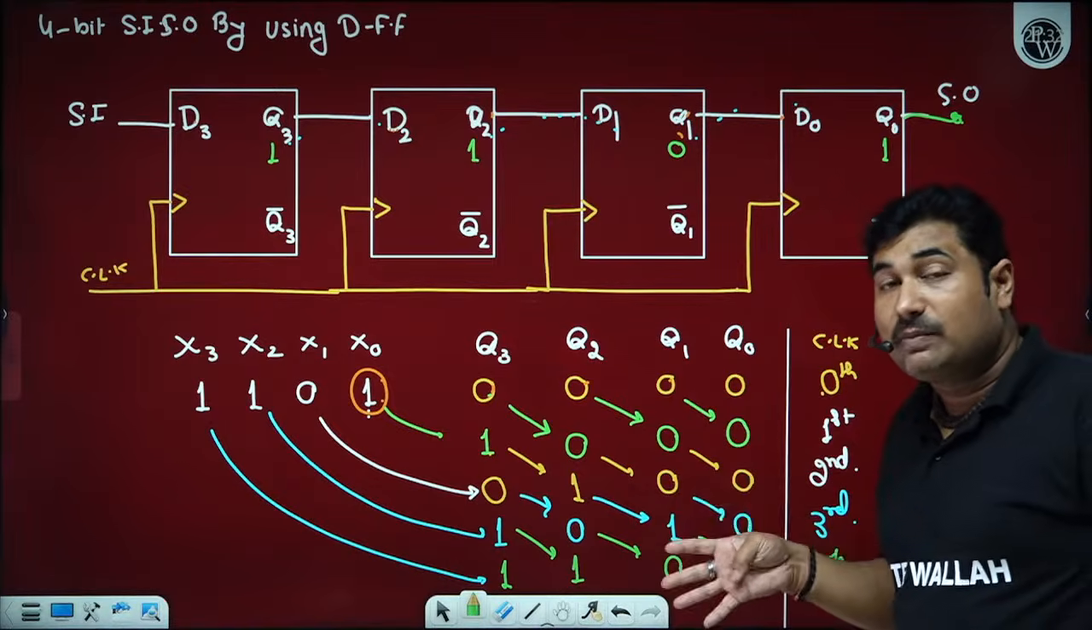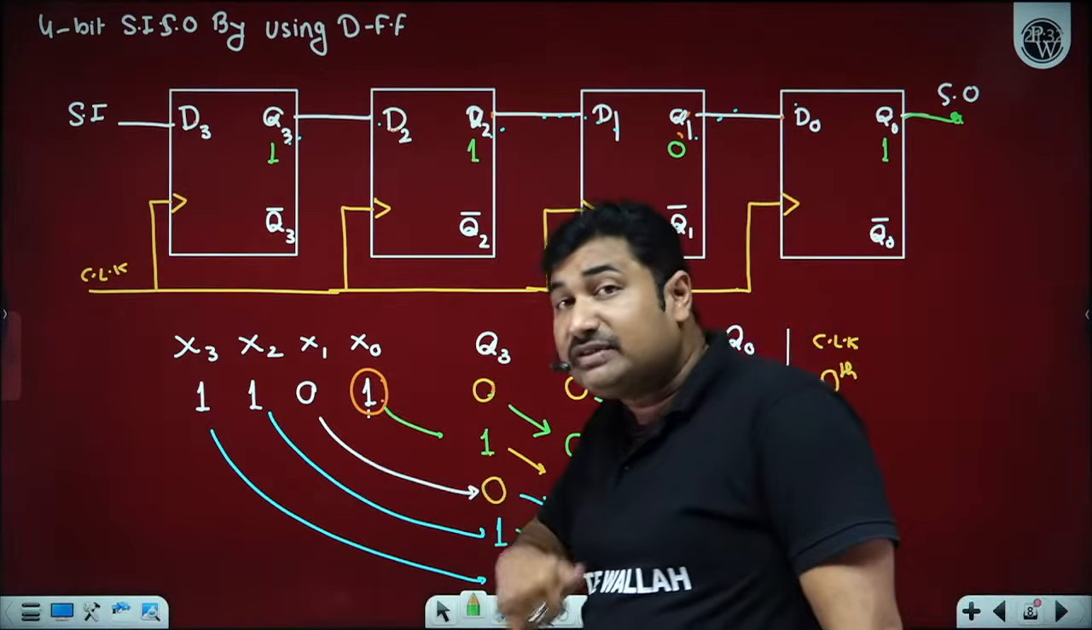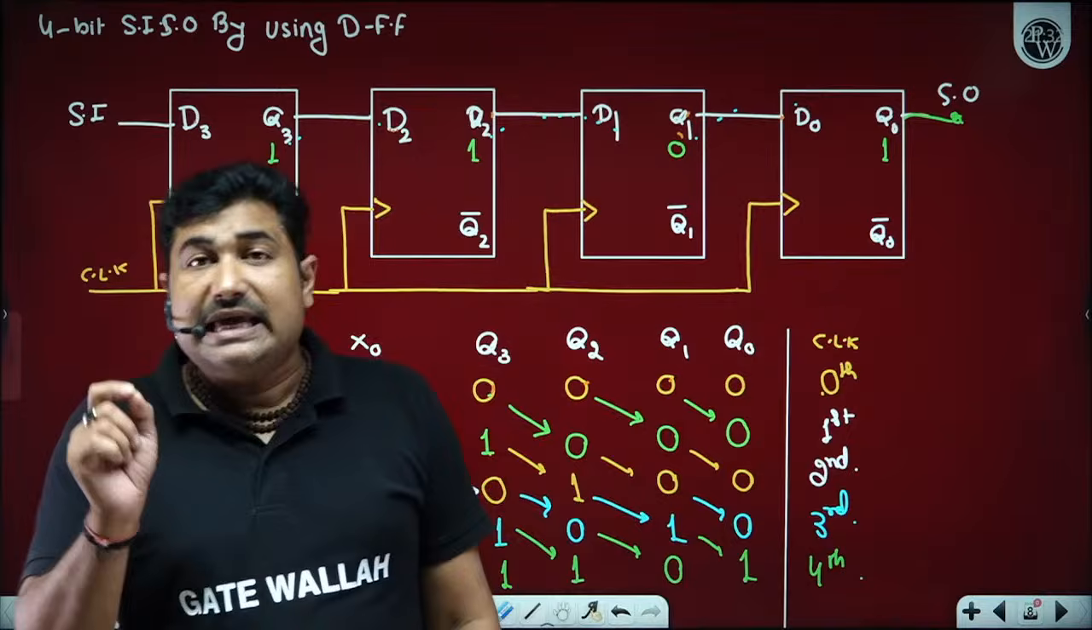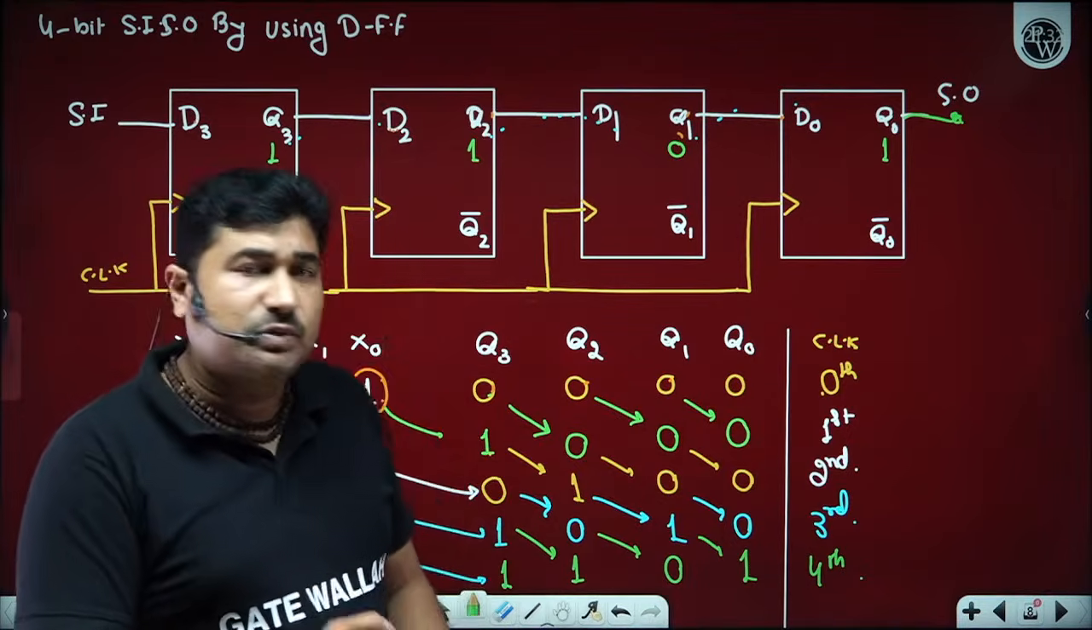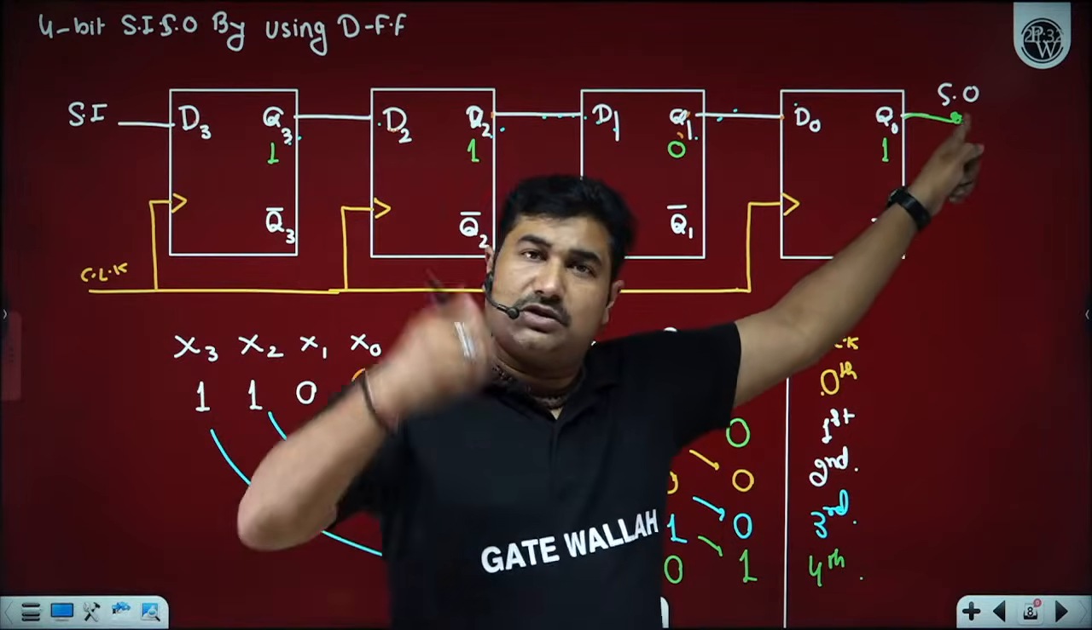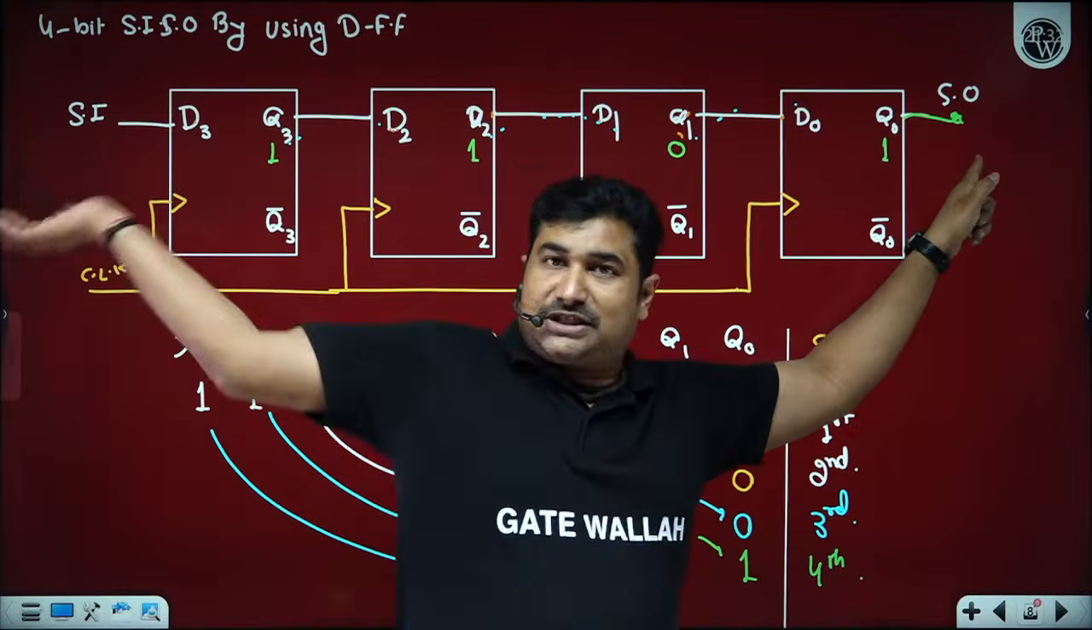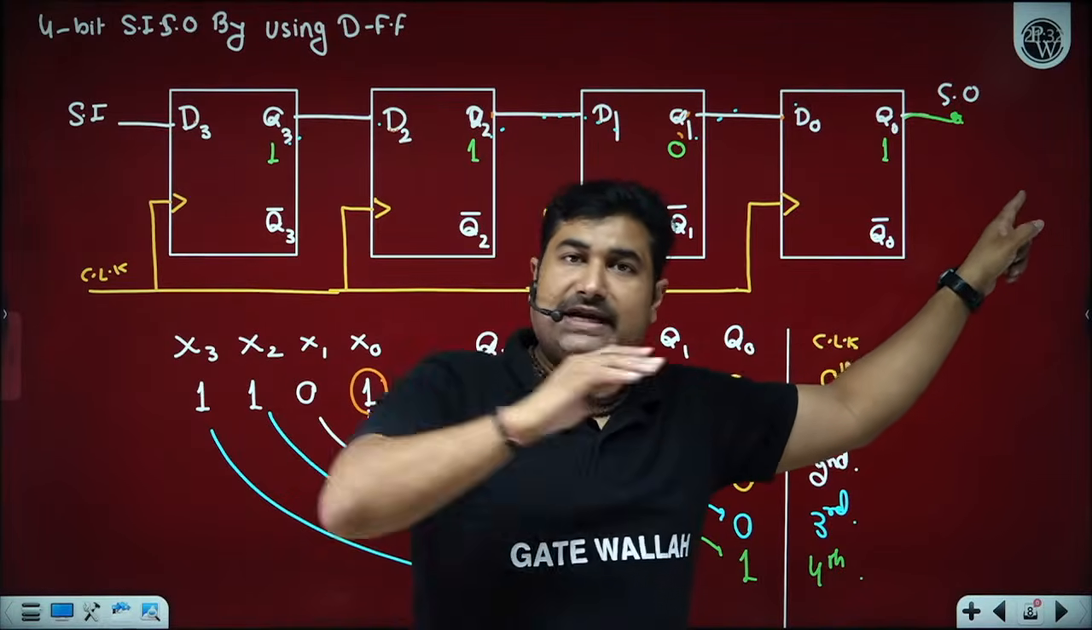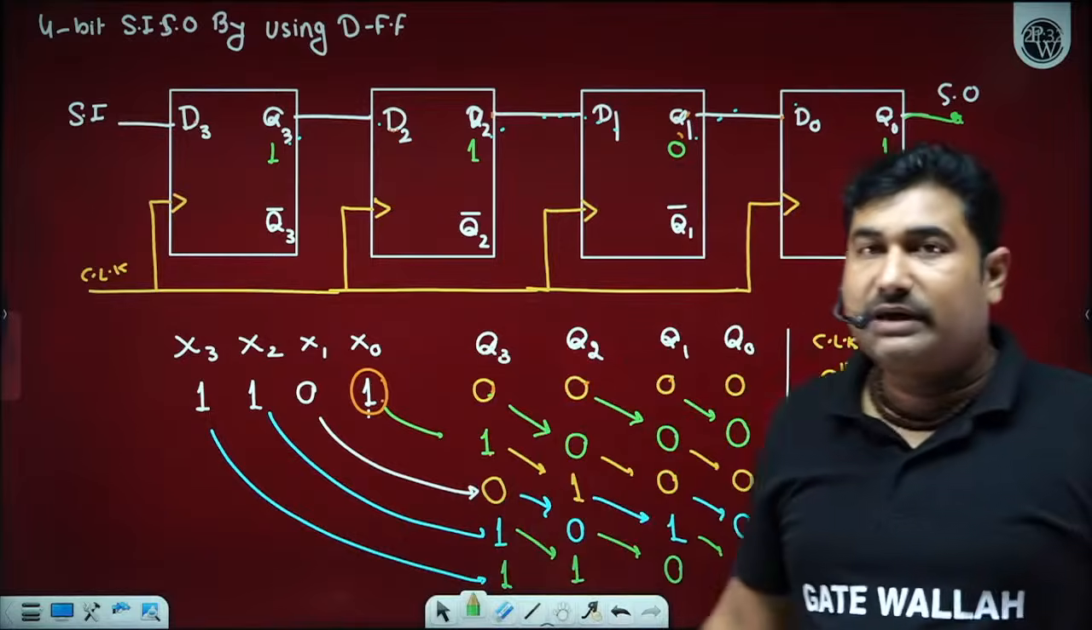And how many clock pulses are needed to retrieve the data from the register? N minus 1. Why n minus 1? Because one data, Q0, is already available. For the rest, you have to do the shift operation. So n minus 1 clock pulses are needed to retrieve the data.